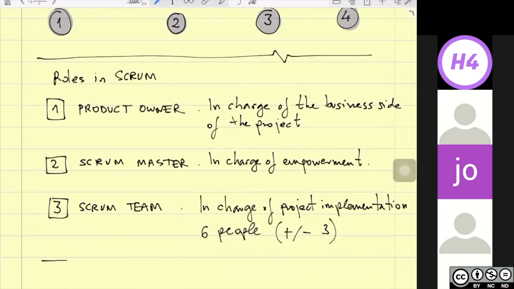So this is about Scrum. And this is basically about it.